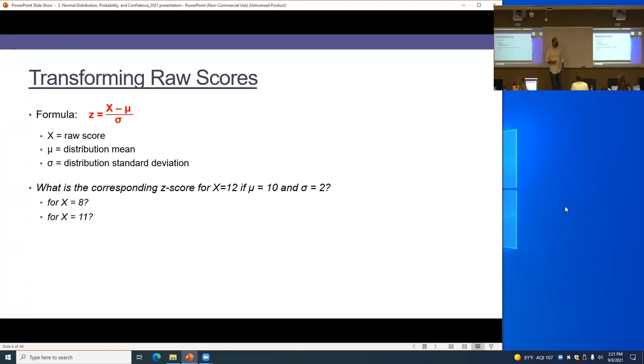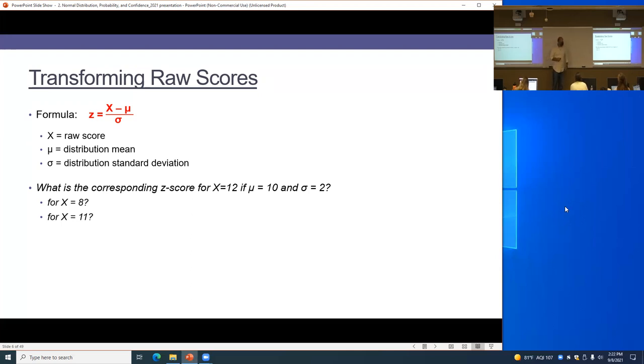Okay, so if we go through and take a look, asking for the corresponding z-score, if my raw score is 12 with a distribution with a mean of 10 and a standard deviation of 2. Marsha, what would be the z-score for this? Got a score of 12, mean is 10, standard deviation is 2. One, right? So I've got a z-score of 1. So this person who scored 12 on whatever we're assessing here, how many standard deviations above the mean are they? One standard deviation. So they're probably about average. They're about what we would expect.